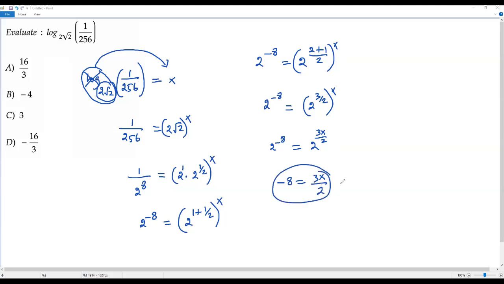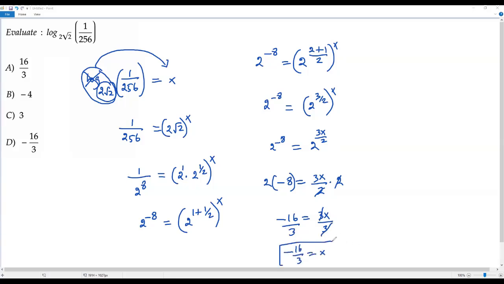Now in this equation, we have to solve for x. First, let me get rid of this 2. For that, we multiply both sides of the equation by 2. When I do so, this 2 will cancel out. 2 times negative 8 is negative 16 equals 3x. Now let me divide both sides of the equation by 3. When I do so, this 3 will cancel out. I'm getting negative 16 over 3 equals x. I got the value of x. The value of x is negative 16 over 3.